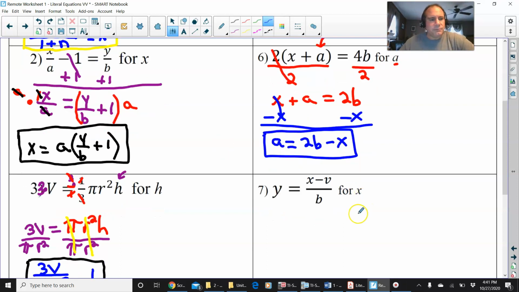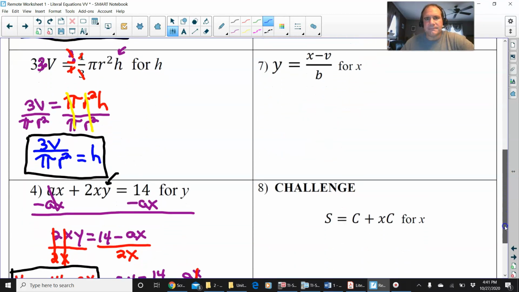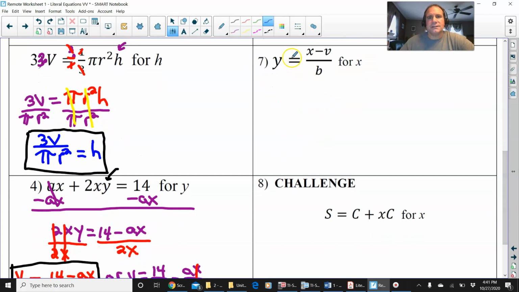We are going to move on. We're running a little bit long. Number 7. And then we do that challenge question. So we have to solve this for x, and x is right there. We want to get the b out of the way. And the way to get the b out of the way is to do the opposite of division, multiplication. So I'm going to put a dot, put a b, dot, put a b.